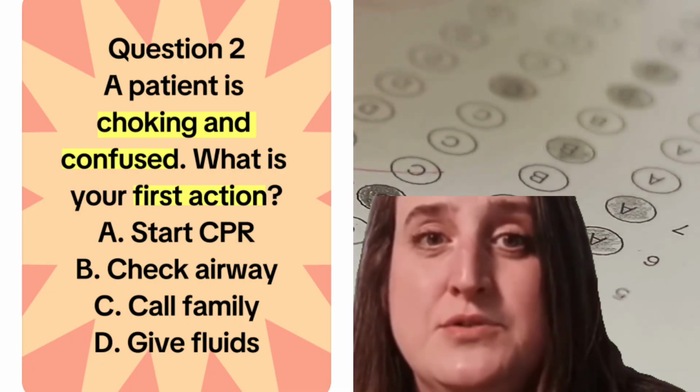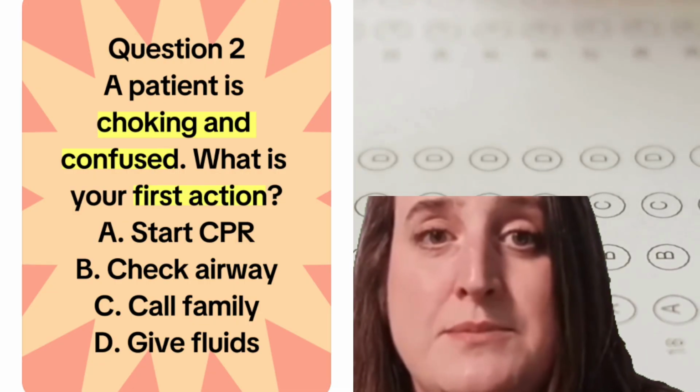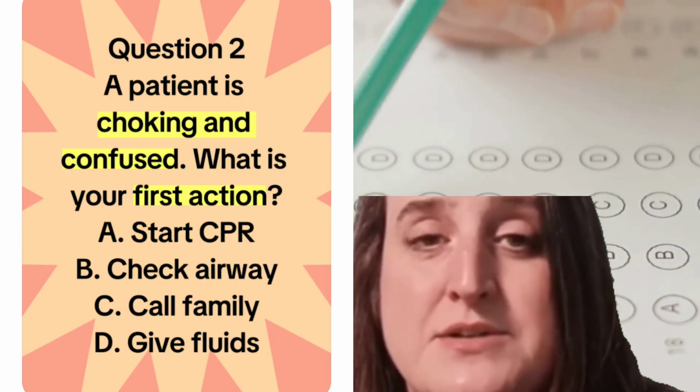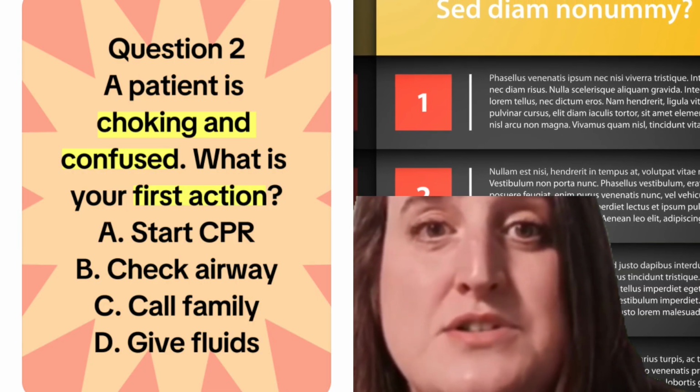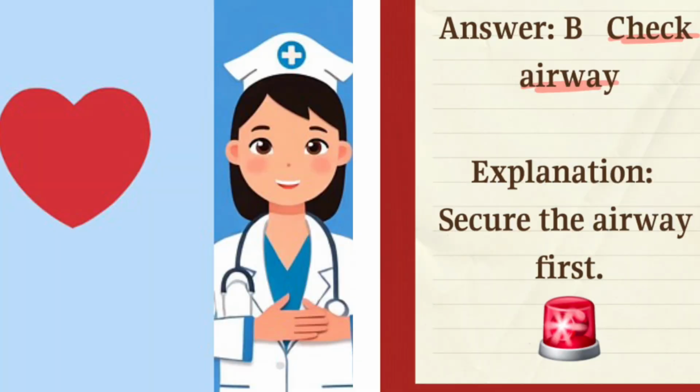Question 2, ABCs. A patient is choking and confused. What is your first action? A, start CPR. B, check airway. C, call family. D, give fluids. B, check airway. Secure the airway first.